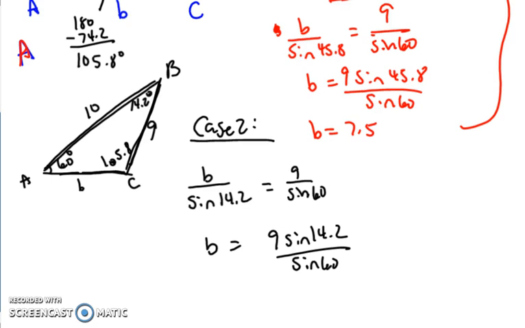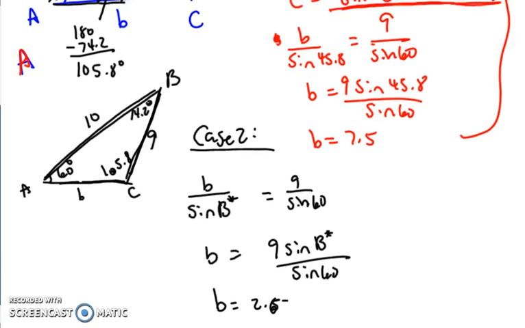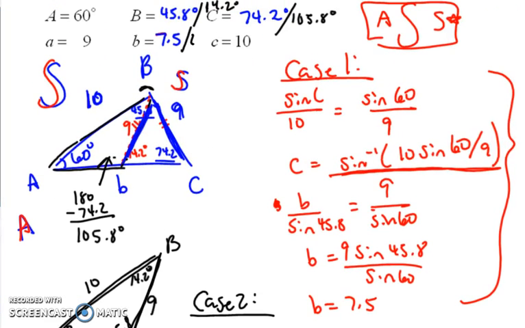Now if it helps you, rather than writing 14.2, maybe that's too tempting for you to type in your calculator, maybe I'll put a B and then I'll put like a little star there to help me remind myself, oh yeah, I store that as angle B. So then 9 times the sine of stored angle B, close the parentheses, divided by the sine of 60, close the parentheses. This new side B is going to be about 2.6. So side B, 2.6.